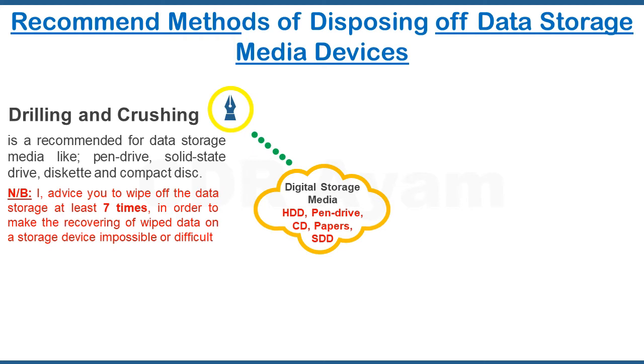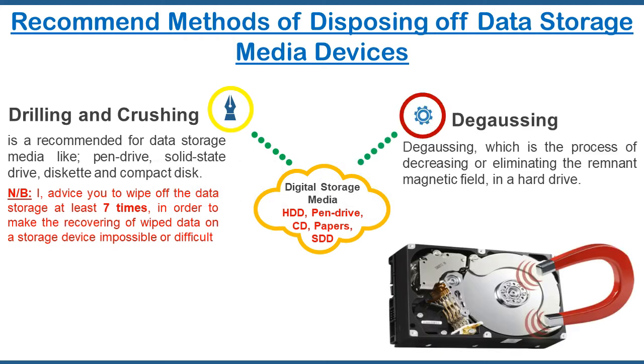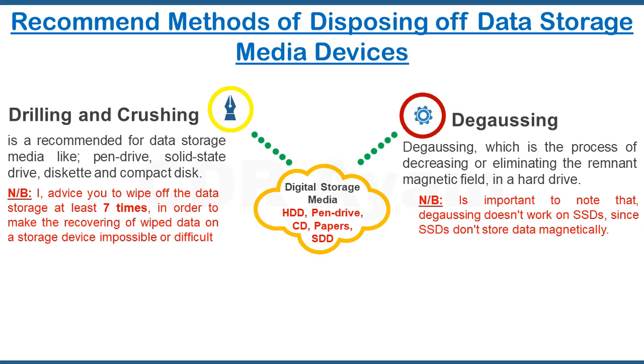Another recommended way to dispose of a data storage device like a hard drive is through degaussing, which is the process of decreasing or eliminating the remnant magnetic field in a hard drive. Due to the effectiveness of degaussing hard drives, it has been the preferred method for erasing data on a hard drive by many for decades now. It is important to note that degaussing doesn't work on solid-state drives since data is not stored magnetically on an SSD.